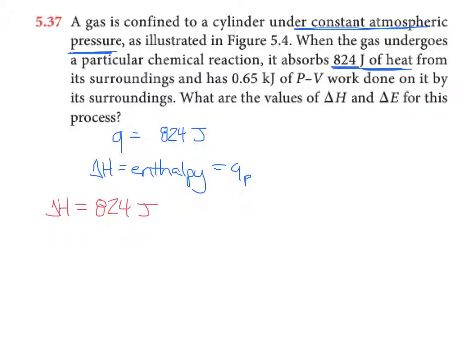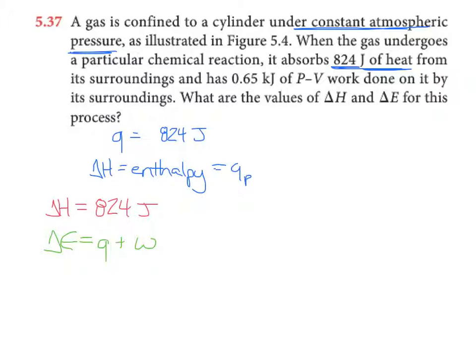Okay? What about for finding delta E? Did you have an equation that you used, or how did you get to a delta E? What do you know about delta E? Okay, so one equation we can use is that delta E is equal to Q plus W. All right, we already know the Q value, so that's fine. What does the W stand for? Work, okay? And normally in chemical reactions, we're talking about PV work, so pressure-volume work. So they tell us that it's got 0.65 kilojoules of PV work done to it.